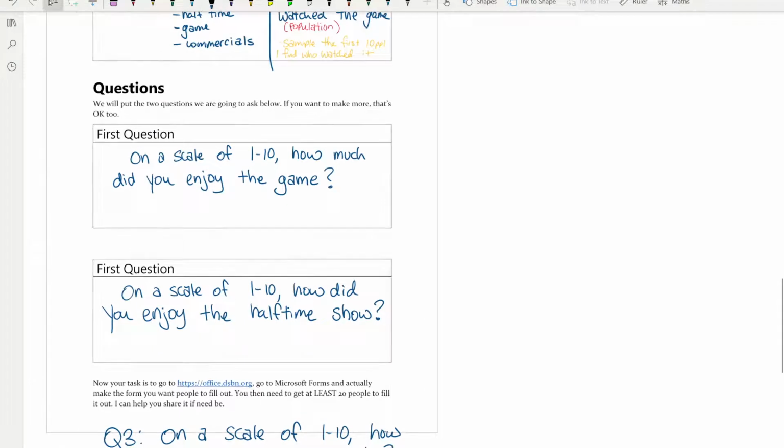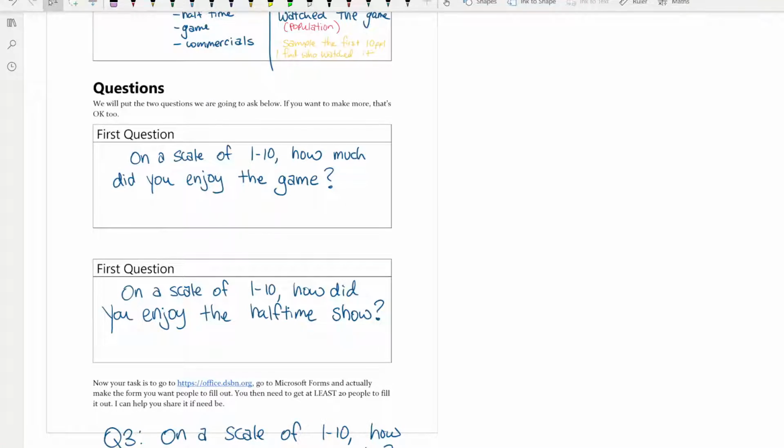So that's my plan. I like the Super Bowl. I like football. I thought it was a good halftime show. I'm curious to know what other people thought. So these are going to be my questions. All right? So let's give it a shot. Let's design it. So to do that, I am going to open up a browser.